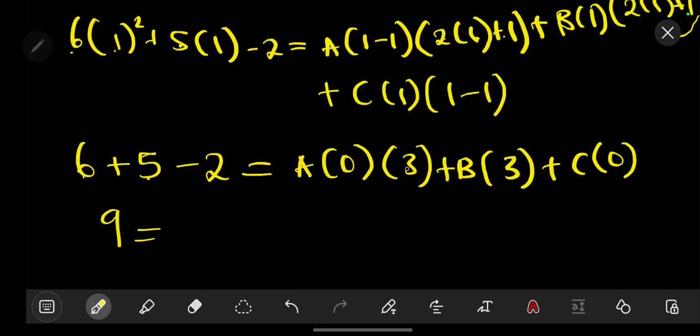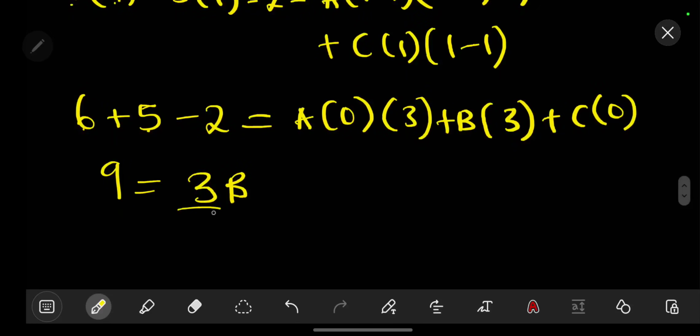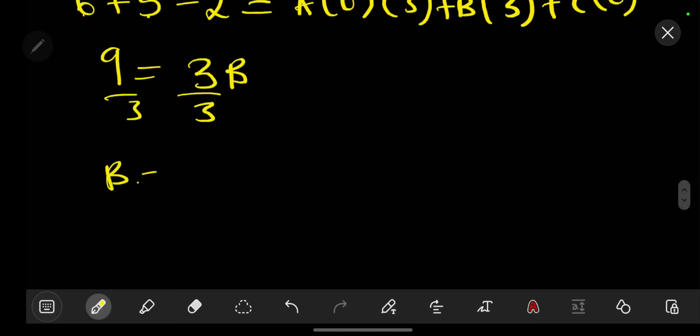we have 0 times 3 times this is still 0, so we are going to neglect that. The only value we are going to look at is 3b, because all these others are zeros. Then we divide by 3, our b value is found to be equal to a positive 3, like that.